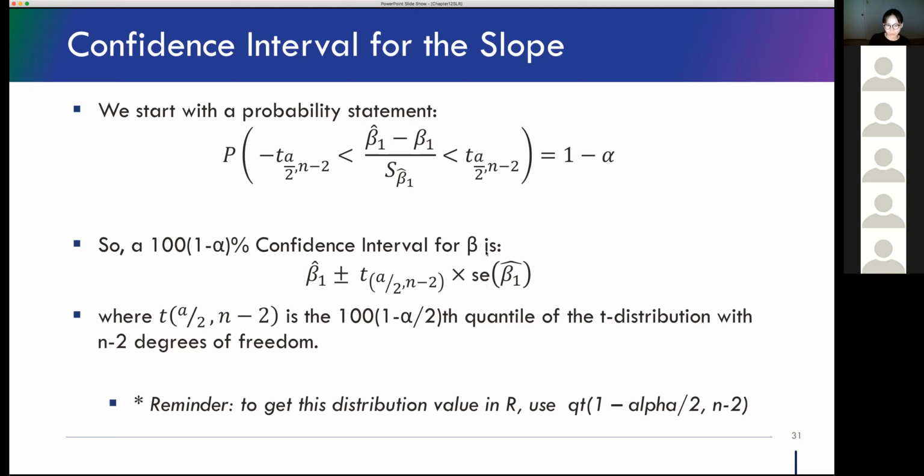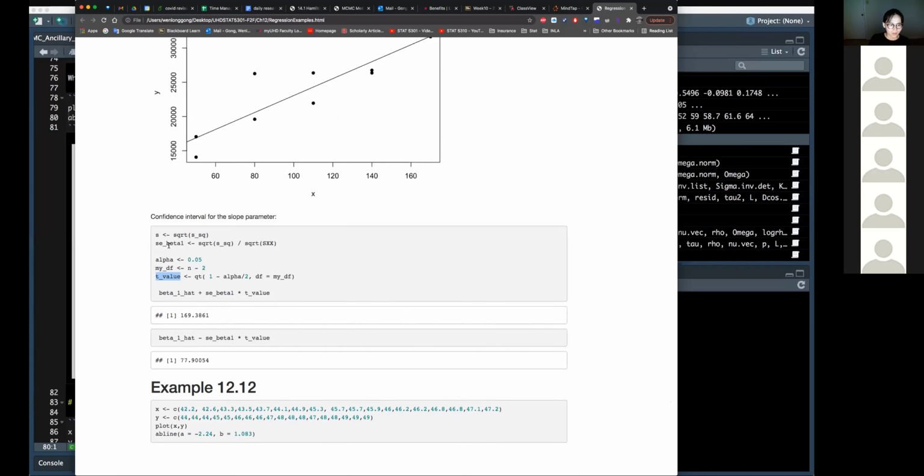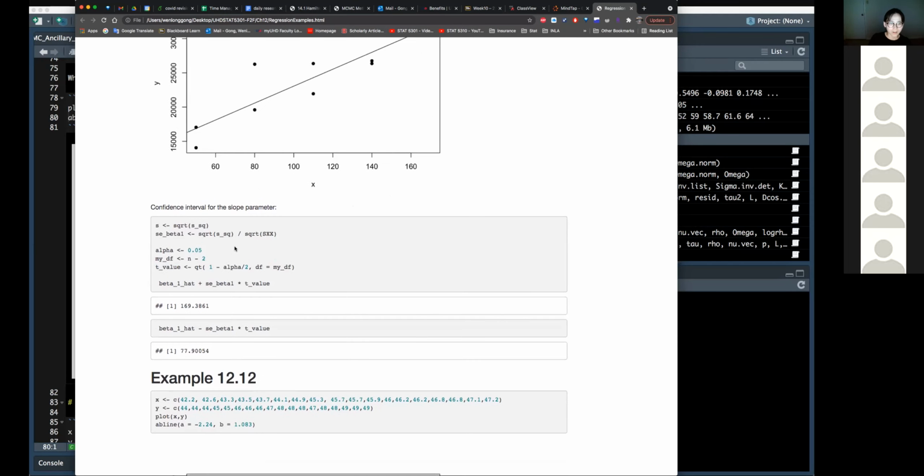Because we will need the standard error of this beta 1 hat, and also the estimate. So the standard error of beta 1 hat is one element needed, and this t-value is needed for the confidence interval. So this is the upper bound for our confidence interval, and this is the lower bound. Okay, this is a confidence interval.